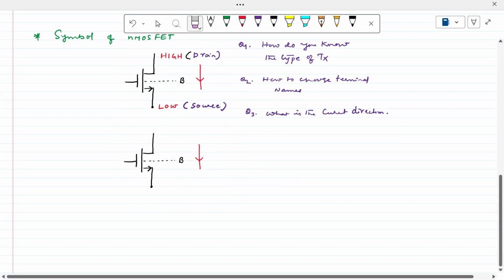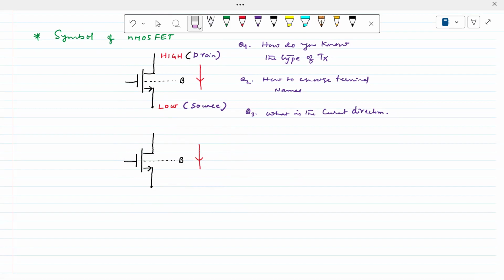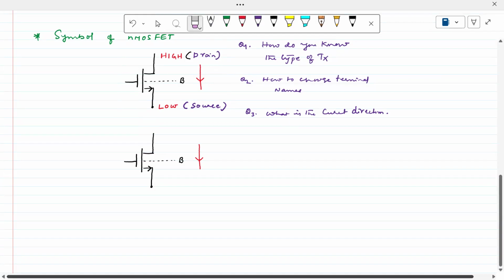So whether it is NMOS or PMOS, I have given the symbol like this, and the current flow direction I have given like this. Then what is this transistor? What is the source and what is the drain? I'm asking you what type of transistor it is, whether NMOS or PMOS. The second one is which one is the source and which one is the drain. The current I have already given.